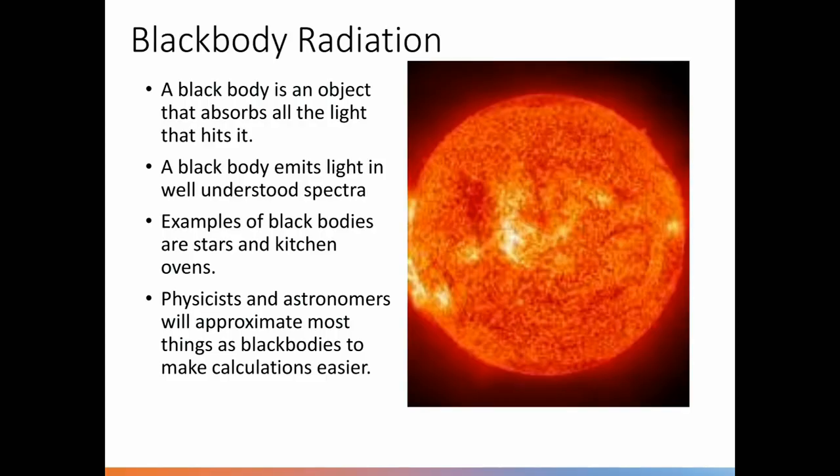So planets are not black bodies because they don't absorb all the light that hits them. They reflect some of that light. We'll come back to that in a little bit.